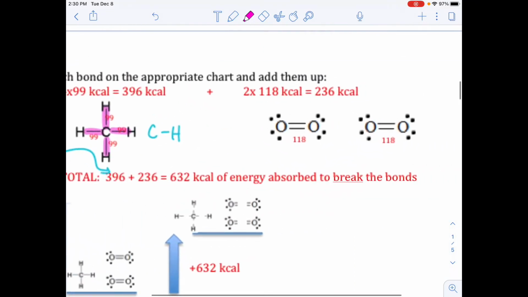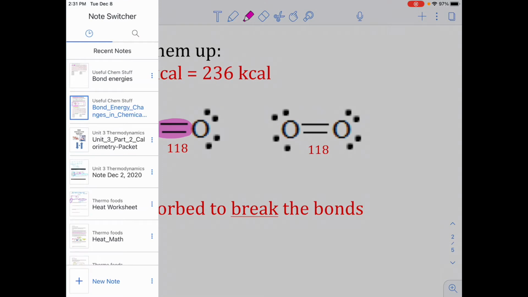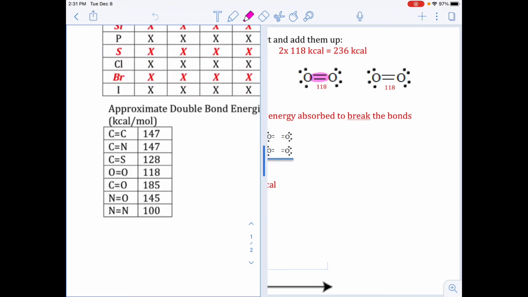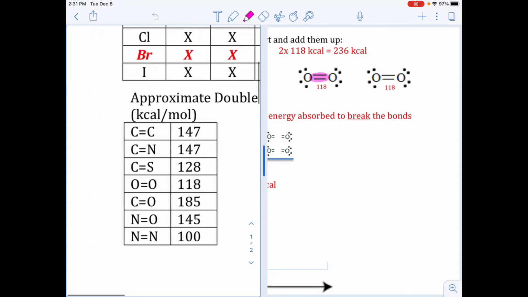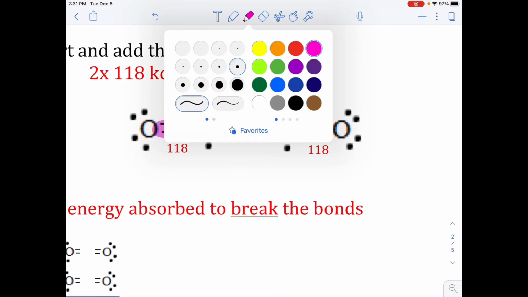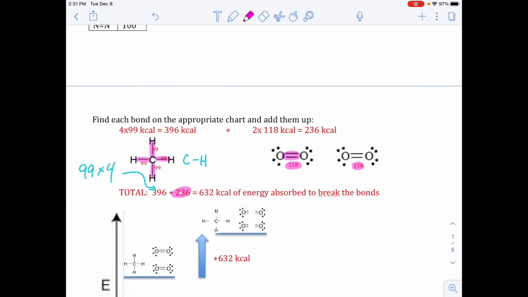So now I head down here. I look at this bond. That is a double bond, an oxygen to oxygen double bond. So I would look at my table. Since I'm looking at a double bond, I look at my double bond energies. I have oxygen to oxygen, 118. So I have 118 and 118. That gives me a total of 236.